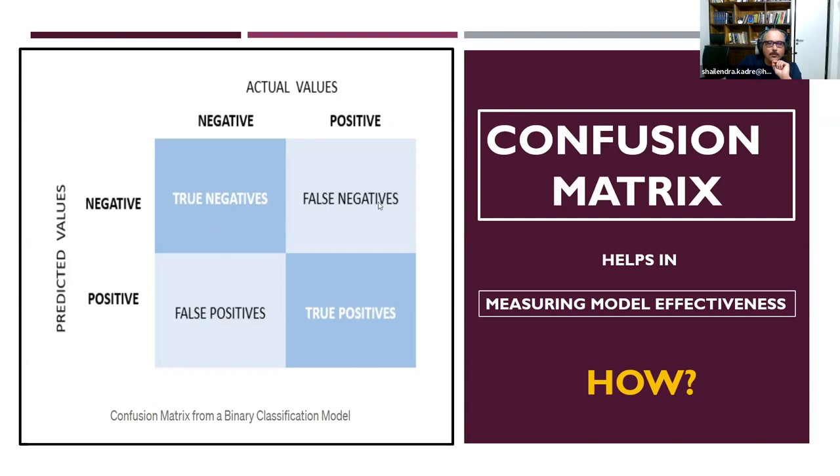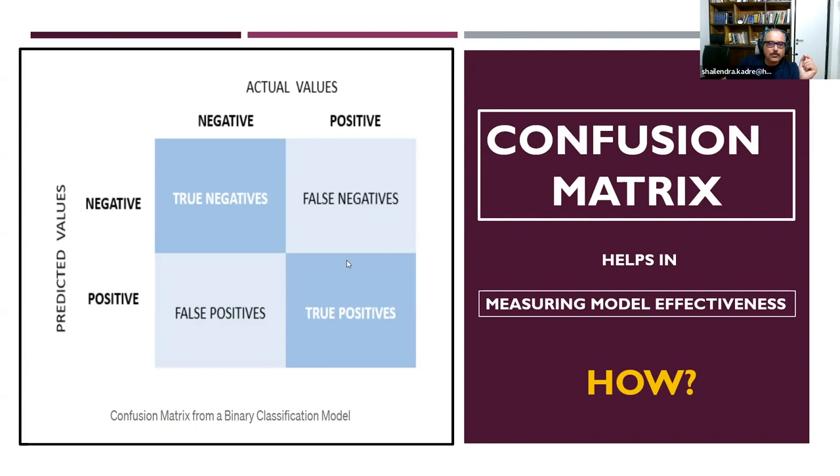Similarly, true positive. True positive is the intersection of positive and positive. It means the case was actually positive; actually there was TB and our model also predicted TB. So that is true positive. The true ones are very simple, right? Actual and predicted are the same, either negative or positive.